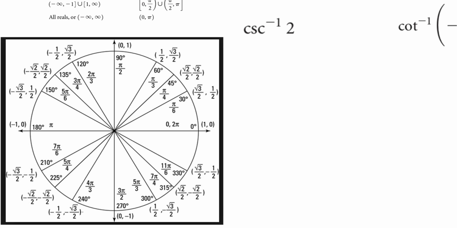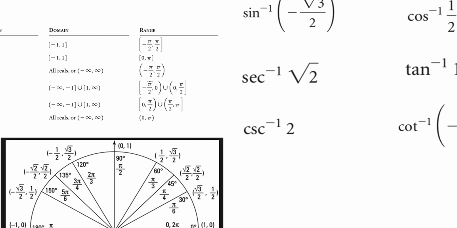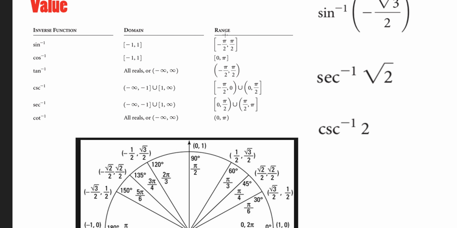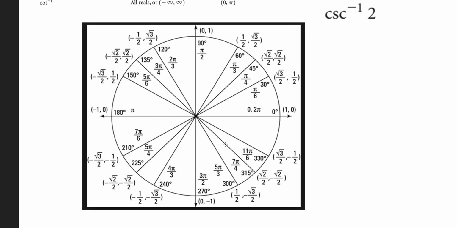Now there's one here and there's one here. So which angle should we use? Well, we have to look for the range of sine inverse. It says that the range is negative pi over 2 to pi over 2. Therefore, we cannot use these angles here. We cannot use 4 pi over 3 or 5 pi over 3. Okay? We have to use the negative angles.